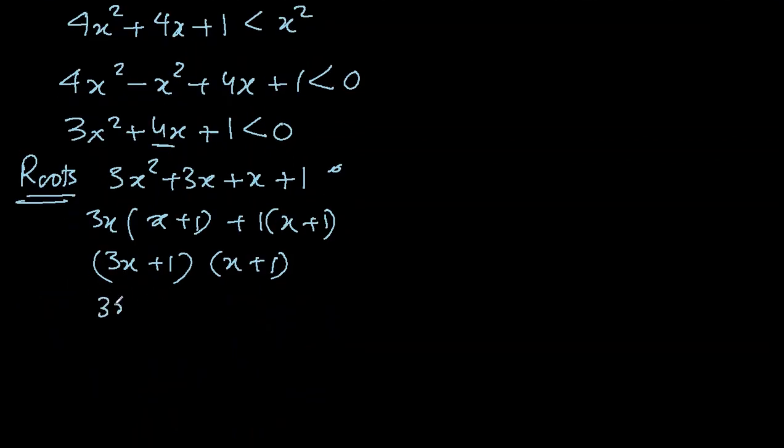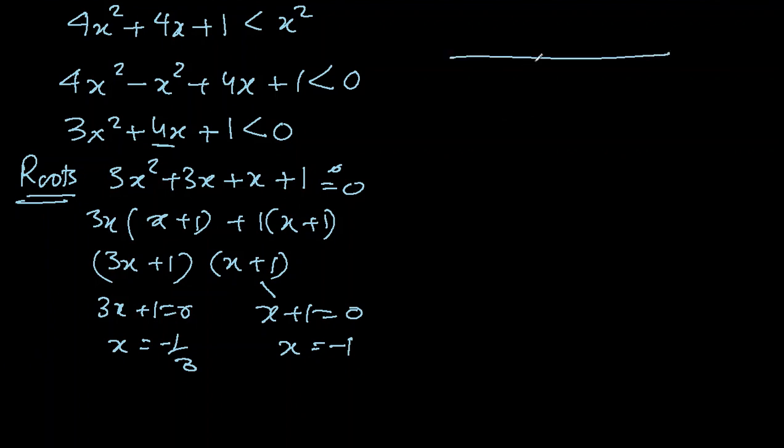This one will be 3x plus 1 equal to 0. For a root, we make it equal to 0, okay? So x equal to negative 1 over 3. This gives us x plus 1 equal to 0, x equal to negative 1. Now, next step should be that we draw a number line and write the smaller number here. The smaller number is minus 1. Bigger number is minus 1/3.